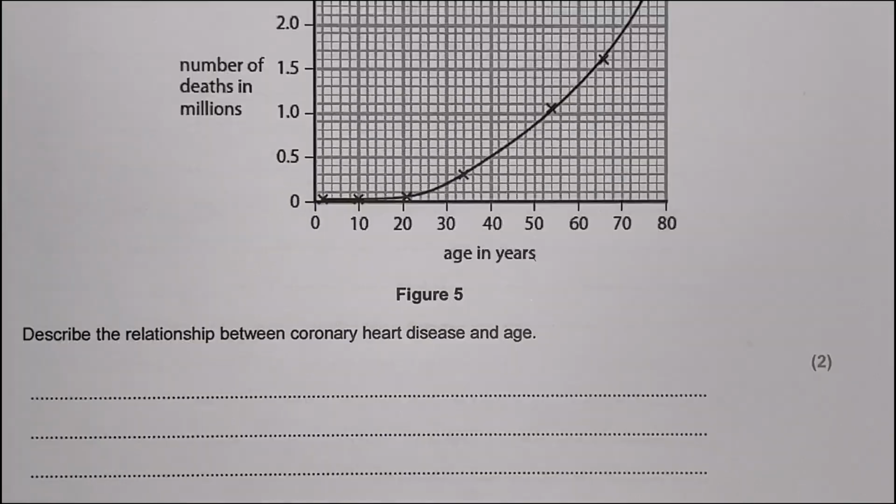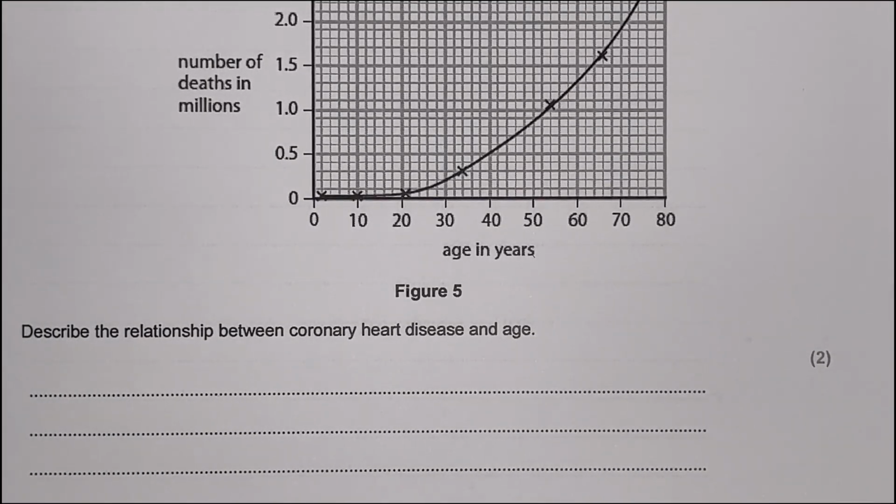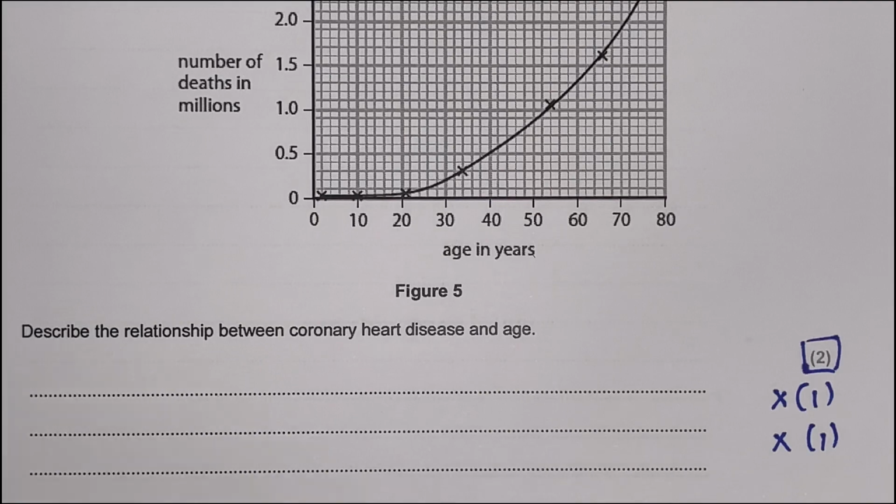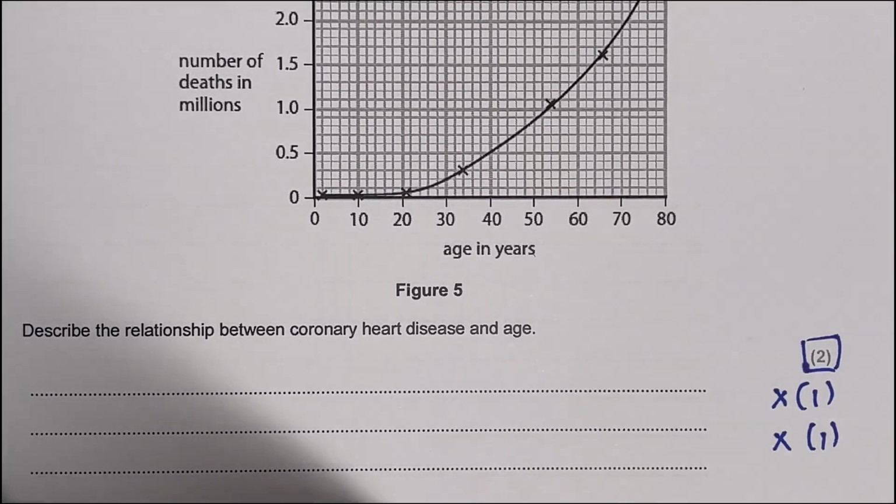Now, the question says, describe the relationship between coronary heart disease and age. And my first step, the question has 2 marks. So I need 2 bullet points that will get me 1 mark each. My second step is the command word. What does the command word mean?